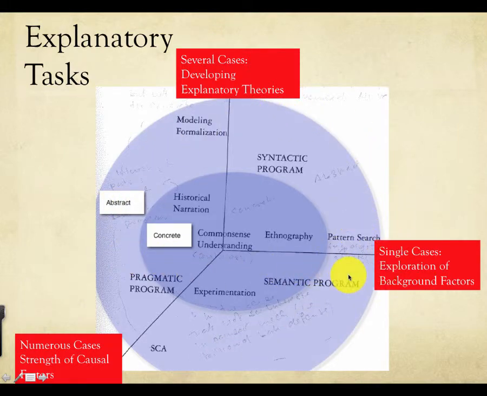So what you have here in this corner is essentially research designs that focus on single cases. And the goal of these single case studies is to explore background factors, background conditions of existing explanations. That is, they want to be exploratory, find out what happened, and particularly find out things that happened that existing explanations have not yet focused on, that they have backgrounded.